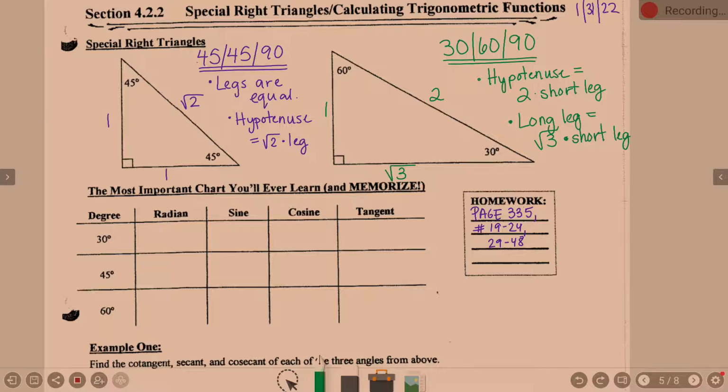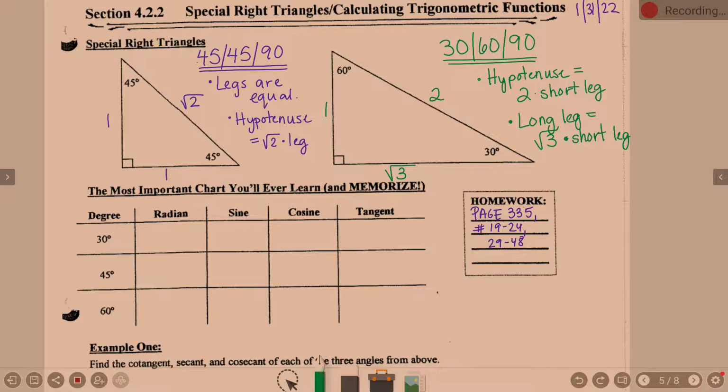Does that sound a little familiar to you? Not saying you haven't memorized it from geometry, but it sounds a little familiar, I hope, right? Okay, we're going to fill in this chart here. And as we fill in this chart, I would encourage you to memorize it. Just know what goes in each box. But we can use these triangles here to fill in the chart. And that's what we're going to do here.